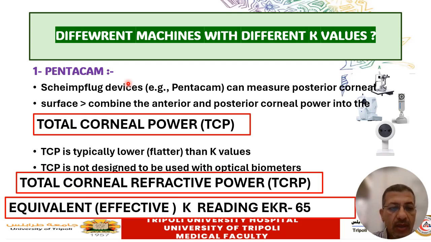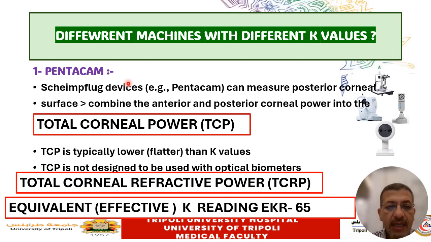Another point is the total corneal refractive power. Now, what's the difference between the total corneal refractive power and the total corneal power, TCRP and TCP? The total corneal refractive power, the same principle. It is the measurement of both anterior and posterior surface of the cornea, but instead it is based on ray tracing. And also it utilizes the real refractive index, that is 1.375.